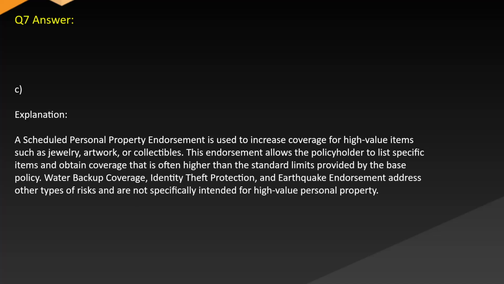Answer: C. Explanation: A scheduled personal property endorsement is used to increase coverage for high-value items such as jewelry, artwork, or collectibles. This endorsement allows the policyholder to list specific items and obtain coverage that is often higher than the standard limits provided by the base policy. Water backup coverage, identity theft protection, and earthquake endorsement address other types of risks and are not specifically intended for high-value personal property.